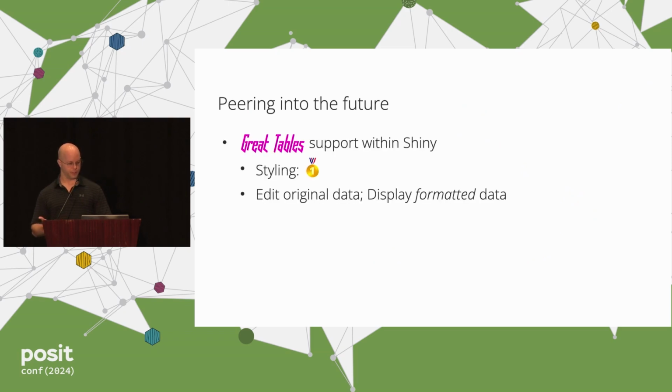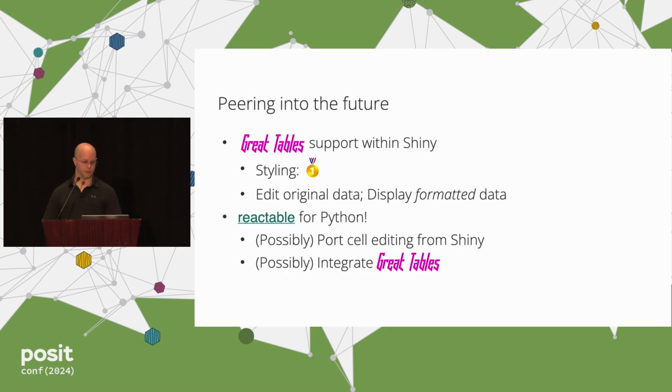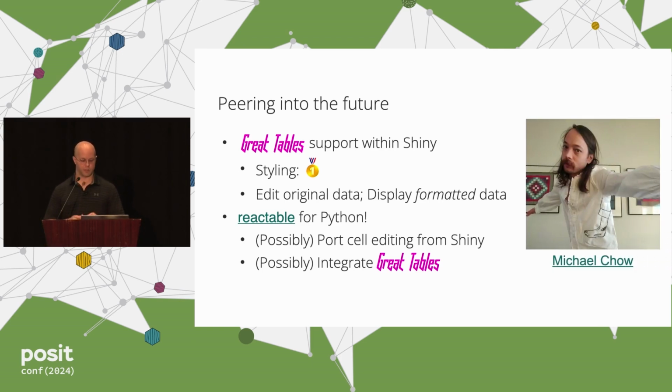So looking into the future, Great Tables is obviously out for Python, and we need support for this within Shiny. I think it's such a wonderful package, and we need to have the support because they know the original data and they know the formatted data. That makes a really nice editable experience where we could update a cell, have it reformatted, and then send it back to the browser. And styling is really amazing in how easy it is to do within Great Tables. In addition to this, Reactable for Python has just been ported over. And this is great thanks to both of these packages to Michael Chow.